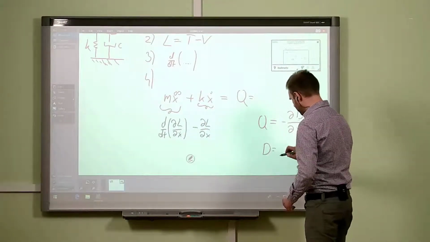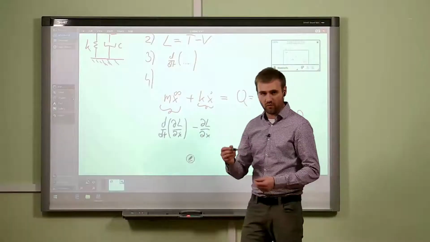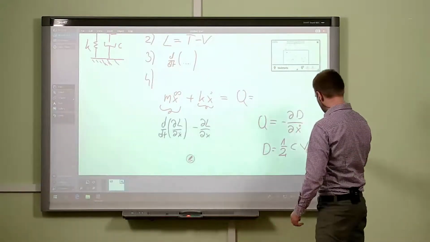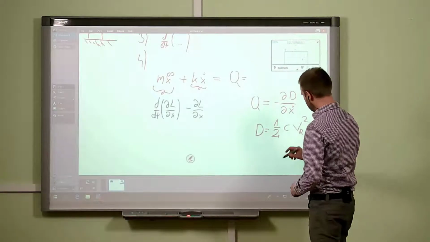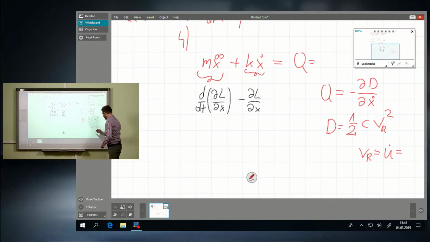And again, for D, it's really simple to find that formula because it will be 1 over 2 times C times the relative velocity of the damper, I mean the relative velocity of both ends of the damper, squared. Okay, in our case it's really simple to compute because like we did in the material connected to the Lagrangian mechanics, we can compute it as a time derivative of the deflection. It means in our case, in that simple case, it will be exactly x dot.